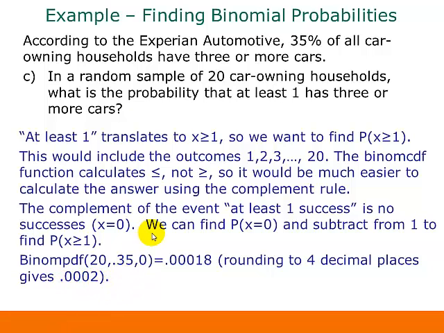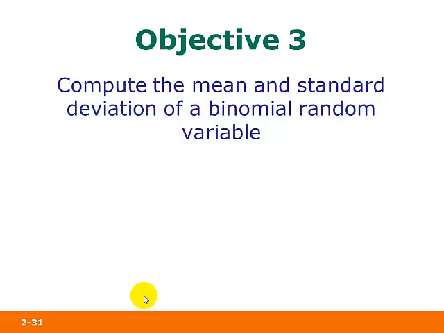Now, to find the value for P of x greater than or equal to 1, we take this value and subtract it from 1. So we would take 1 minus 0.0002, which would give us 0.9998. That would be the probability that at least one of the 20 households in the sample has 3 or more cars. Objective 3 is to compute the mean and standard deviation of a binomial random variable.